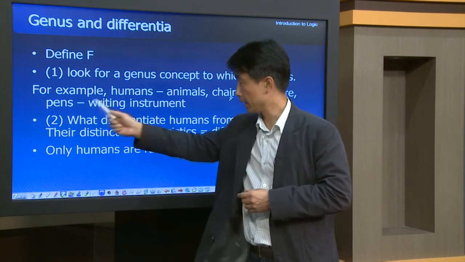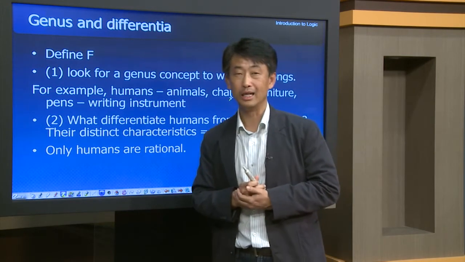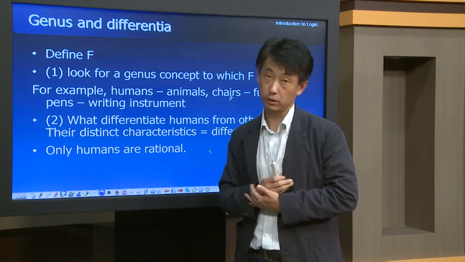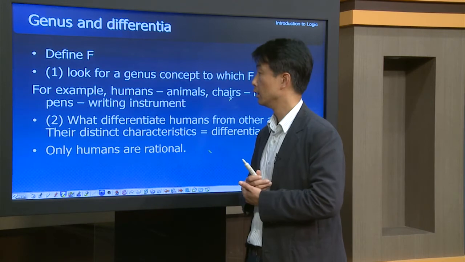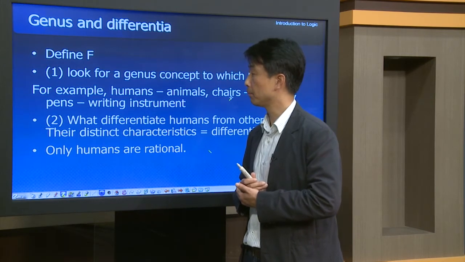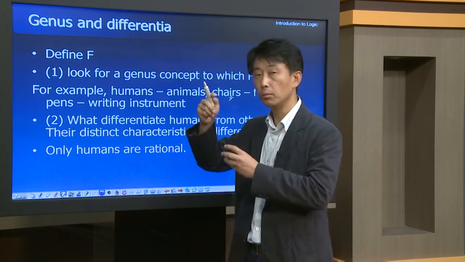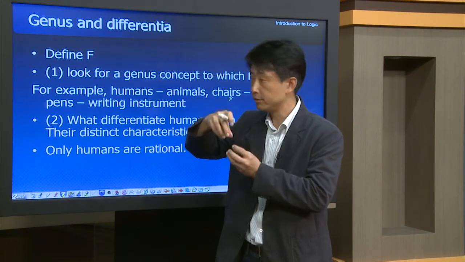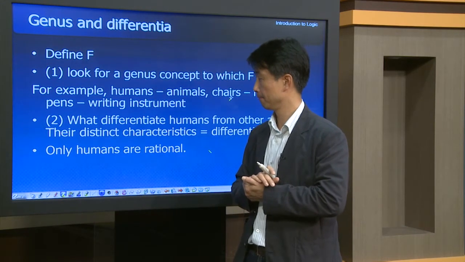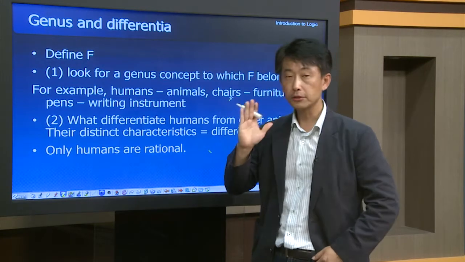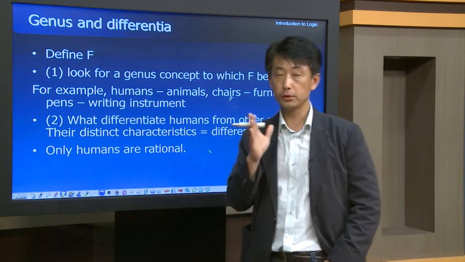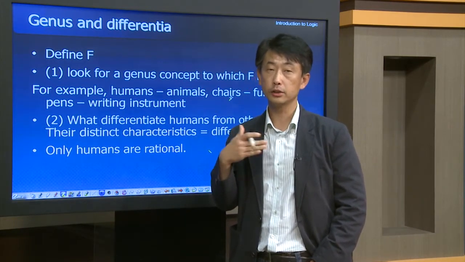Another example is pens. Okay? Pens are a kind of writing instrument, a specific kind of writing instrument. So the genus of pens is writing instrument. It's an abstract concept relative to pens. So that's the first thing you do. In order to define the term F, you first look for the genus concept.